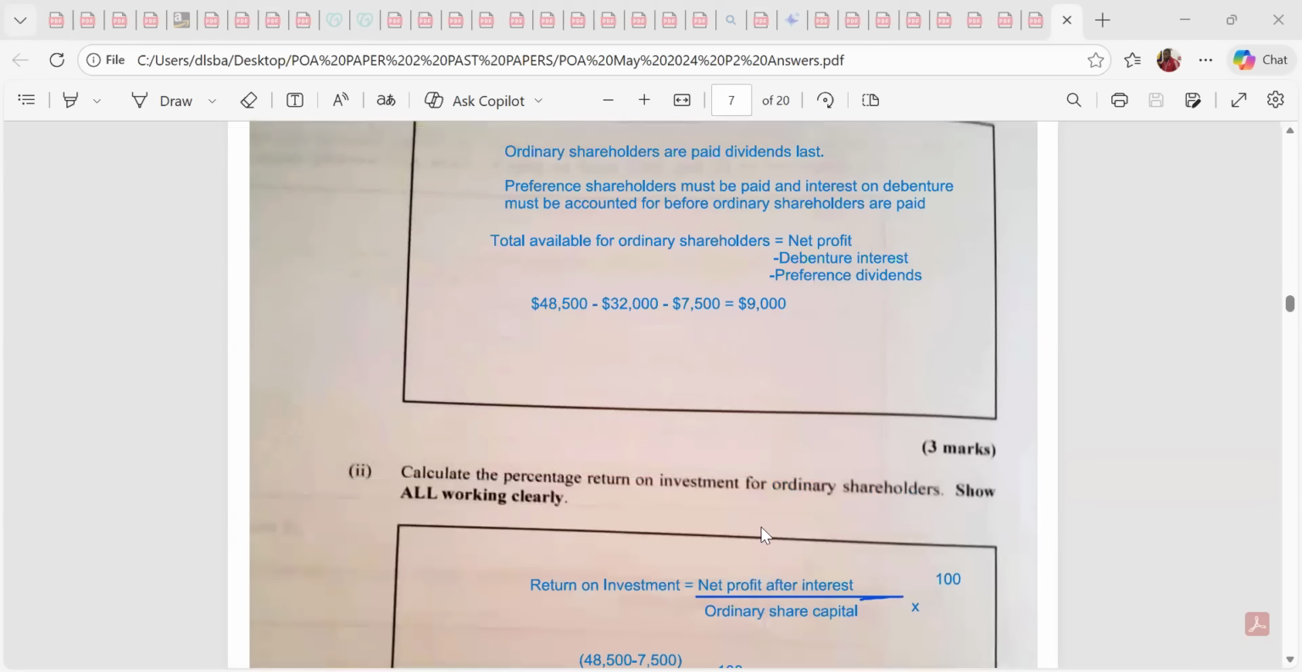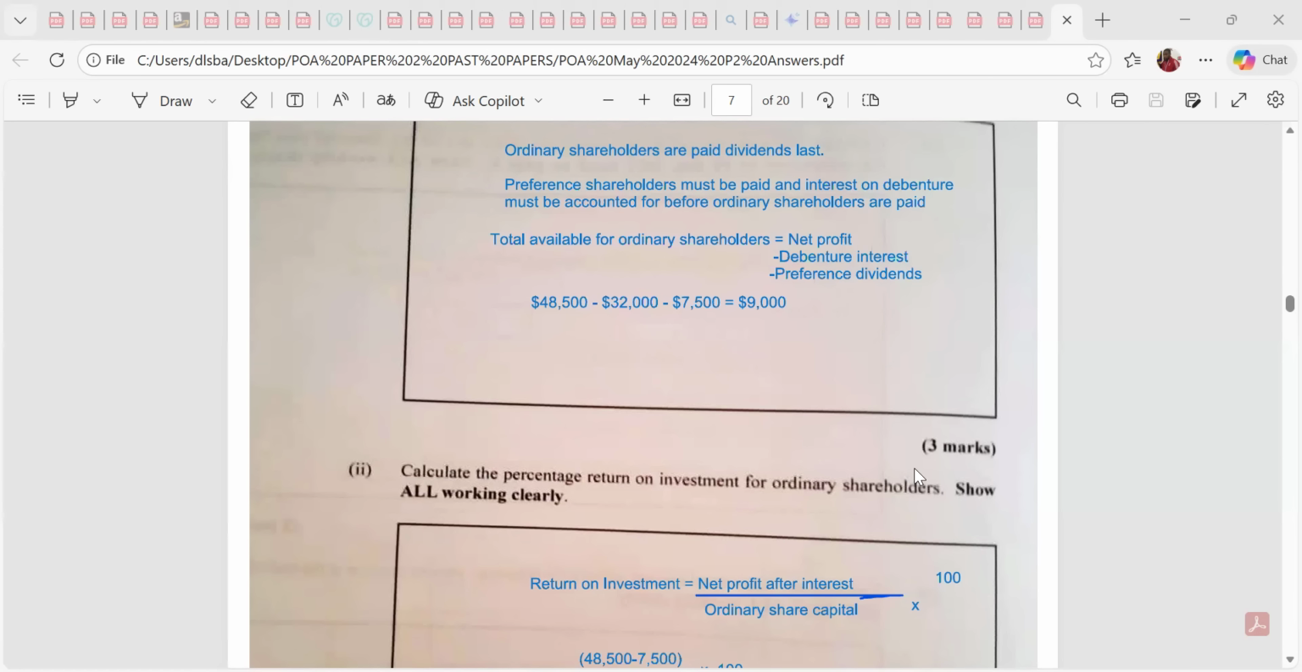Then they said, calculate percentage return on investment for ordinary shareholders. All right. This formula is net profit divided by capital multiplied by 100. Return on capital is net profit divided by capital multiplied by 100. In this case, they want specifically ordinary shareholders. So we're going to look at net profit divided by ordinary shares multiplied by 100.